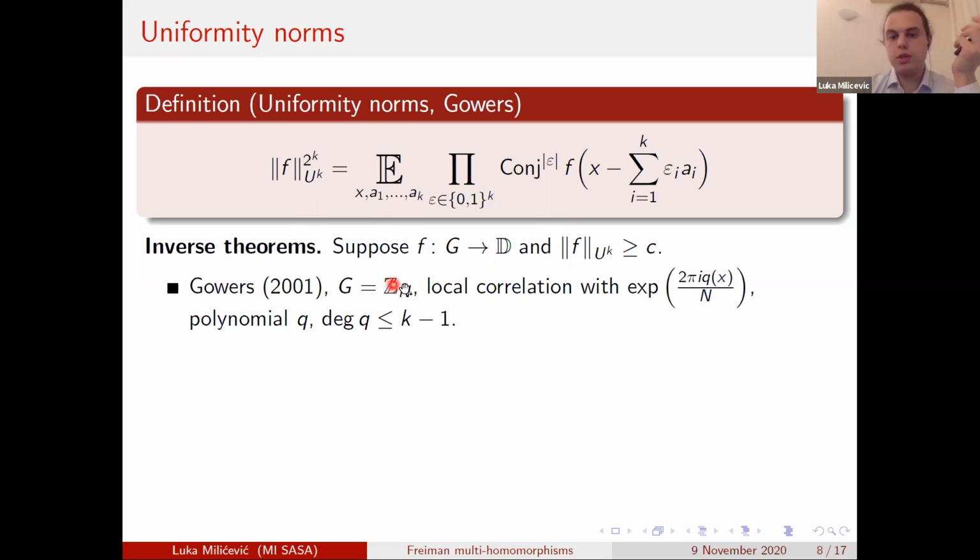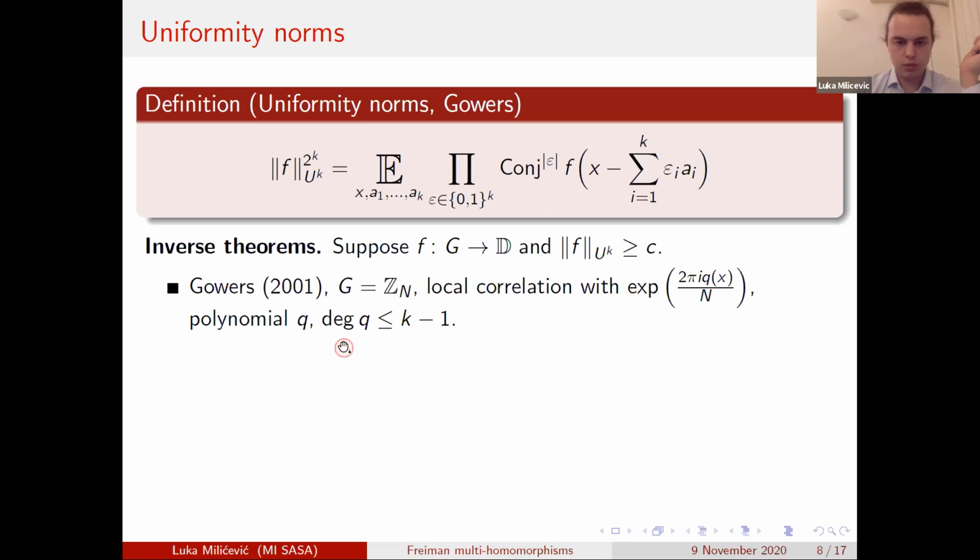So in the case of cyclic groups, he obtained local correlation with a polynomial phase function. What I mean by local correlation here is that your function has a large inner product with a polynomial phase on a relatively long arithmetic progression, where relatively long means a positive power of n. And after this result, people started wondering if they could obtain a global correlation. So can you prove a theorem which says you have correlation on the whole group with a certain structured function? And here we have several remarkable, important results.